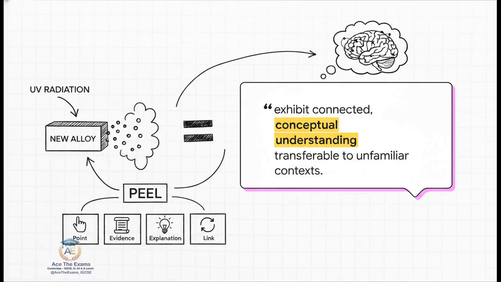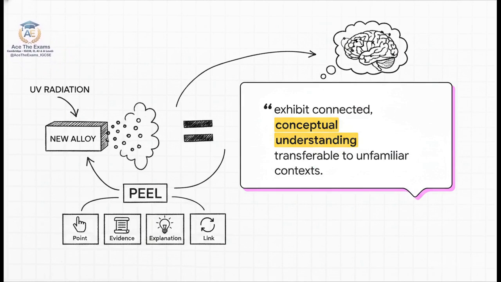So what are the examiners actually hunting for? According to the syllabus insights, they explicitly state, top-performing students exhibit connected, conceptual understanding, transferable to unfamiliar contexts. Let's pause for a second and really deconstruct that, because it's vital. Remember Alex, the student who just vomits raw physics facts onto the page?